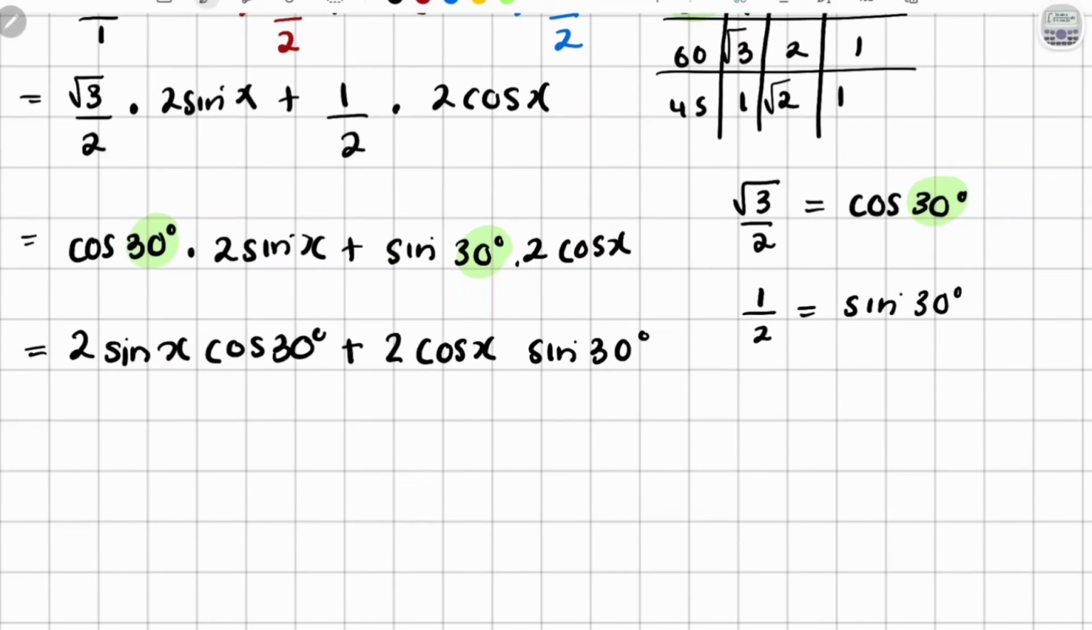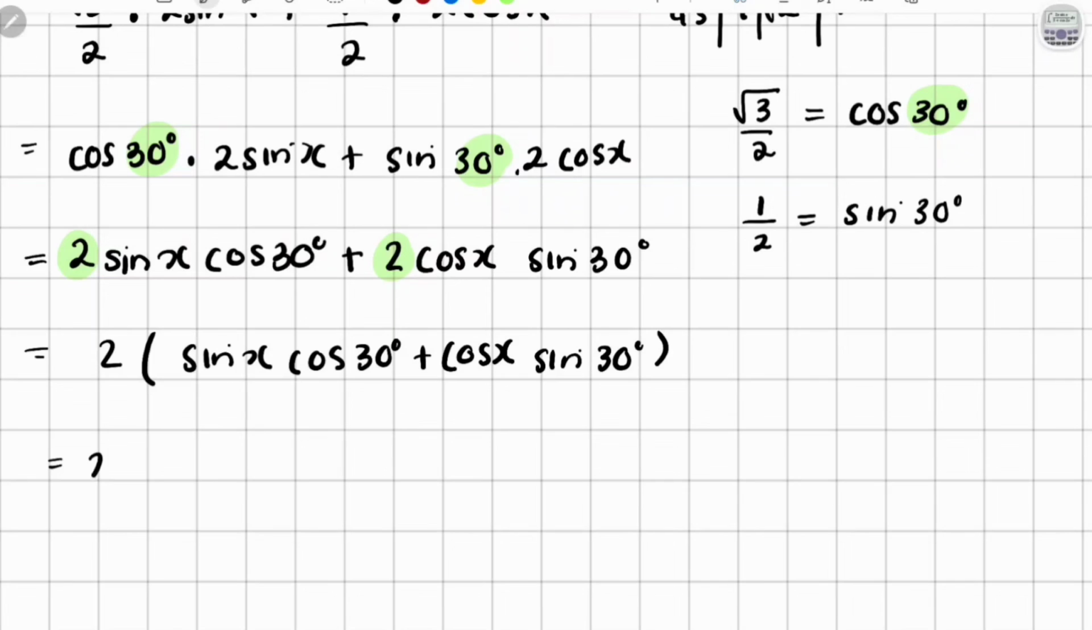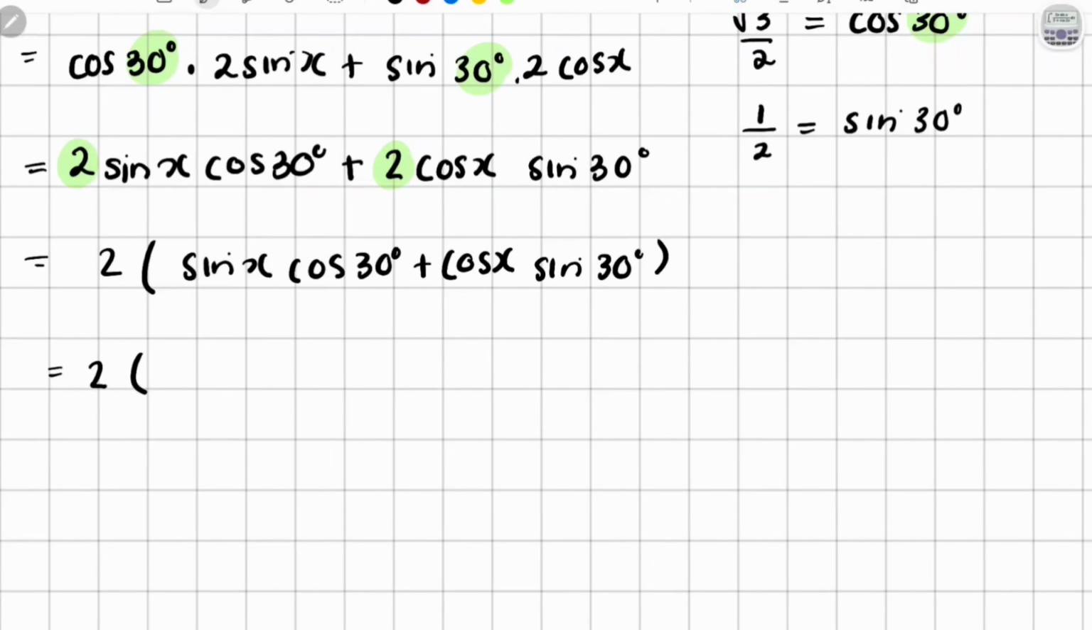Sine, cos, cos, sine. Now, do you see that in this expression, there's two terms? And what's common in the two terms? We have 2 as a common factor. We can take it out as a common factor. So that means we have 2, open bracket, sine of x, and then cos 30 degrees, plus cos of x, sine 30 degrees. And this is equal to, and we still have 2, and now we can simplify that using the compound angle formula.